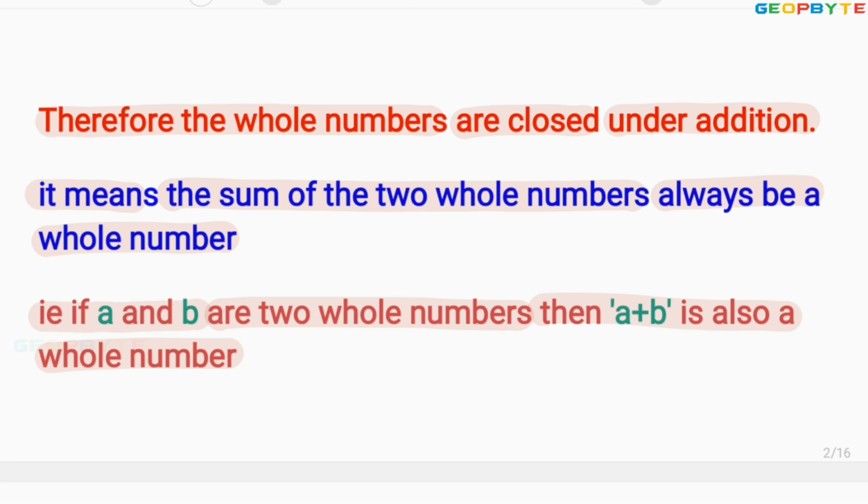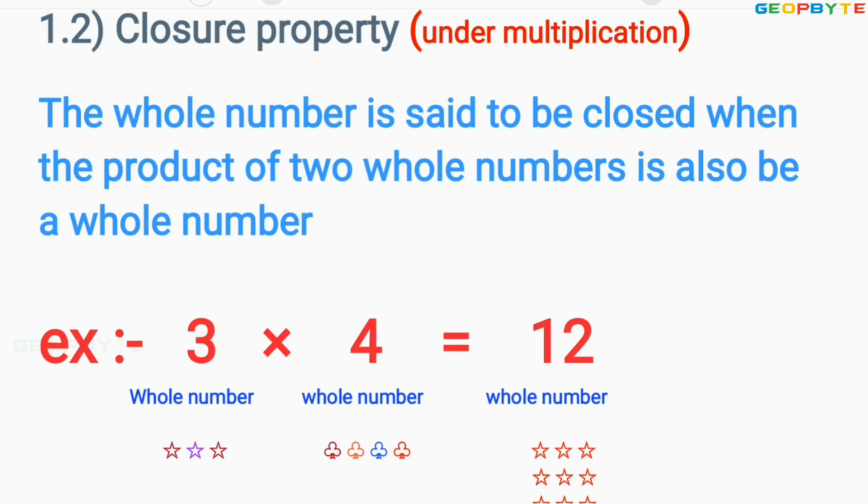Similarly, let us discuss the closure property under multiplication. Look at the closure property under multiplication. Dear children, it is very easy. The whole numbers are said to be closed under multiplication if the product of two whole numbers is also a whole number.